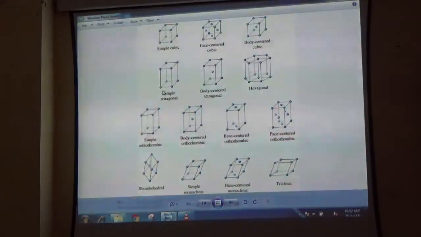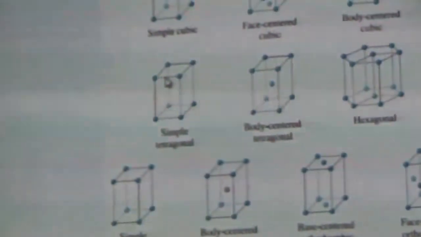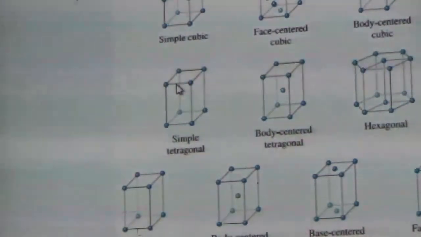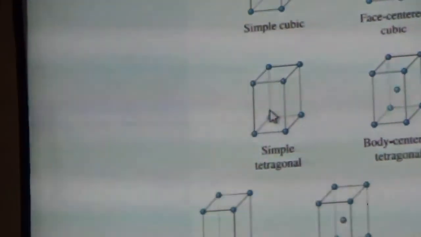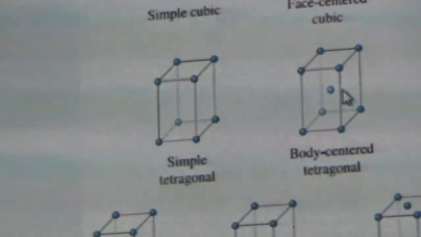Like in this simple tetragonal structure, what do we notice? The values of a and b are equal, but c is longer than a and b. Yes or no? Yes. So it may exist in some metals, but this kind of metal does not have much application for our engineering purpose, so we are not studying this kind of structure in detail. But it is possible that this kind of structure may exist. Similarly, in this structure, simple tetragonal, again if an atom is lying at the center of the body, it becomes body centered tetragonal.